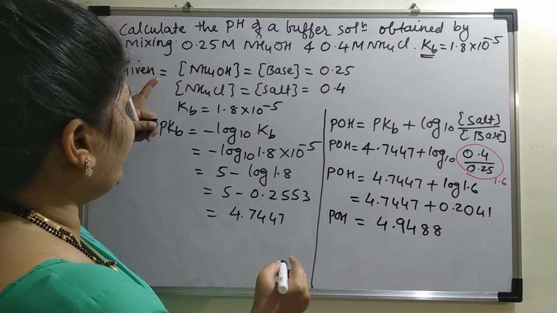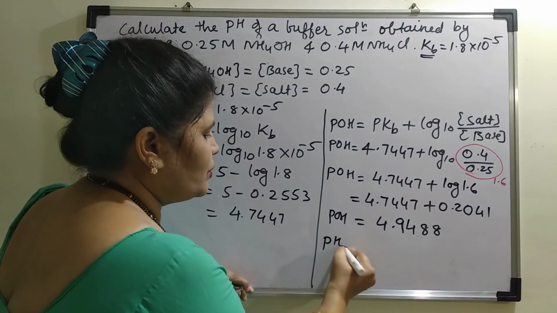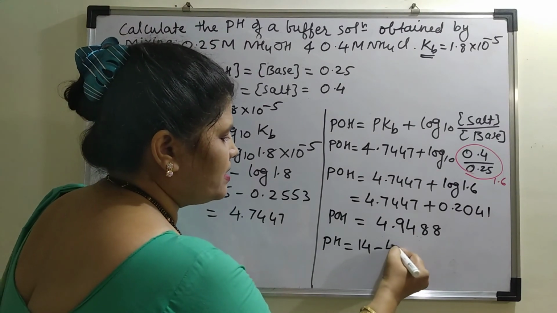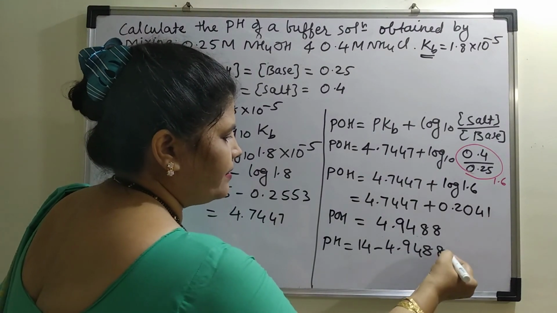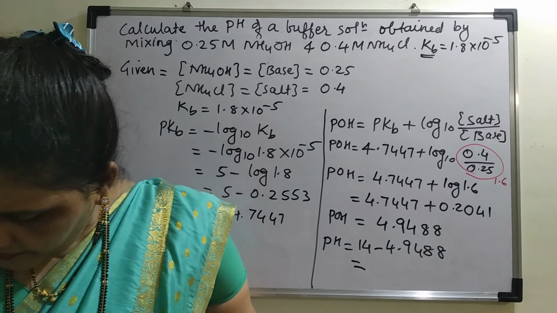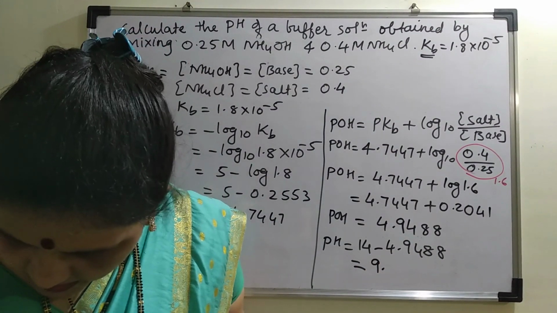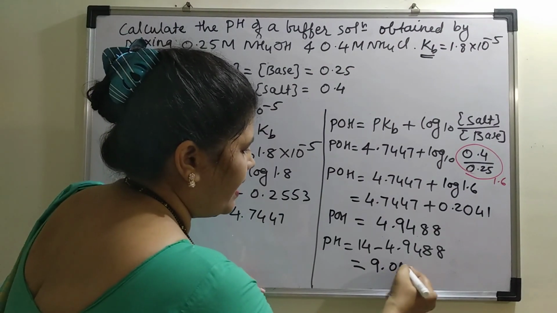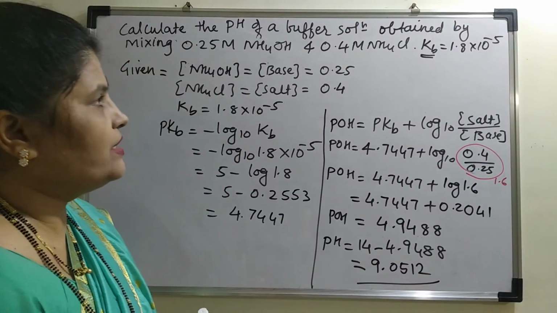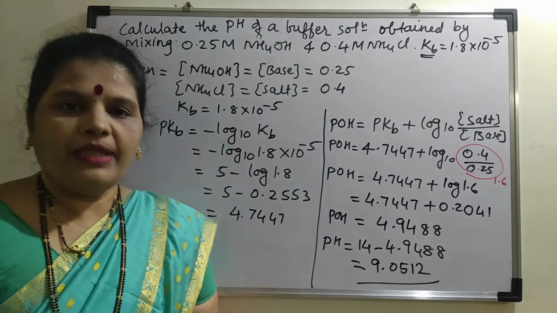What they are asking to calculate is pH. So pH is equal to 14 minus 4.9488. So this is your final answer. Final answer is 9.0512. So this is your pH for the particular problem. Thank you, students.